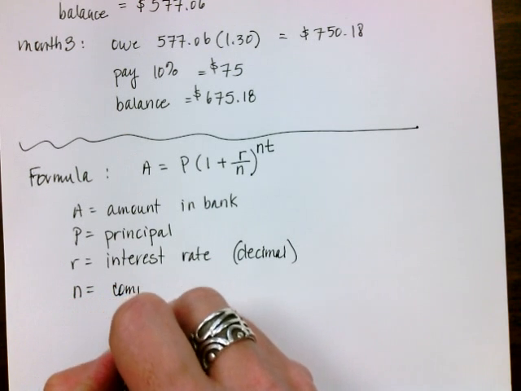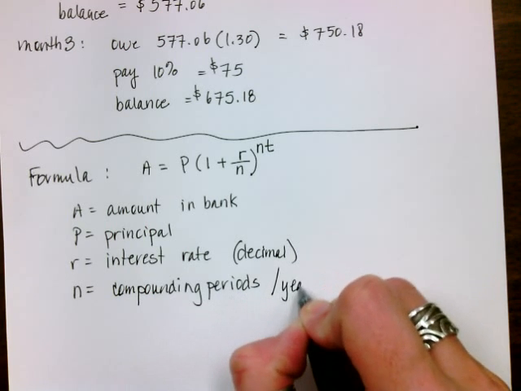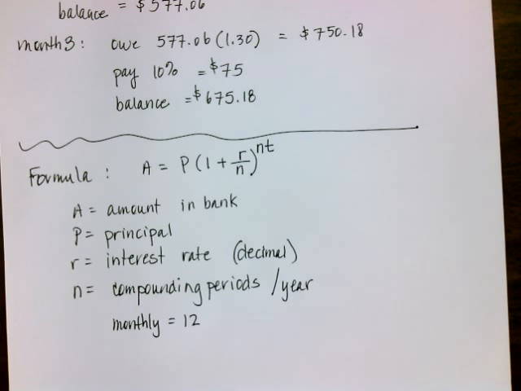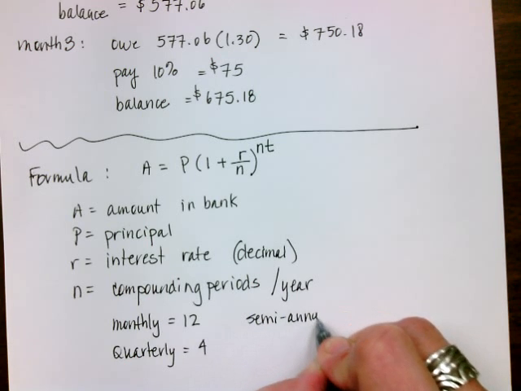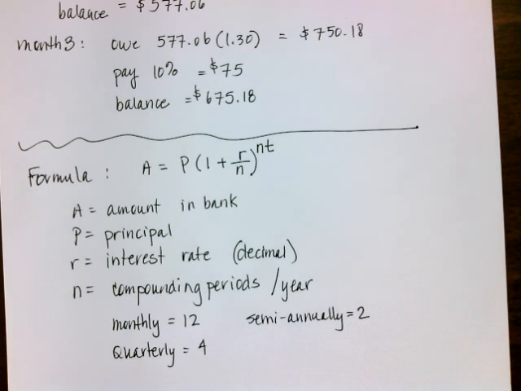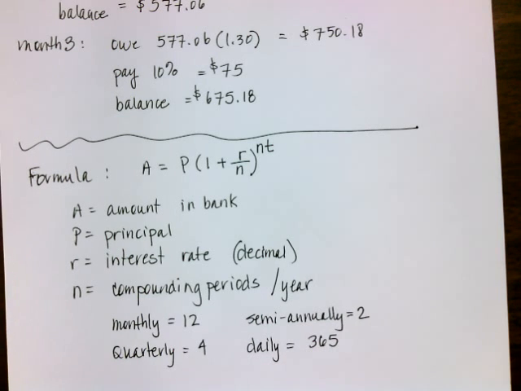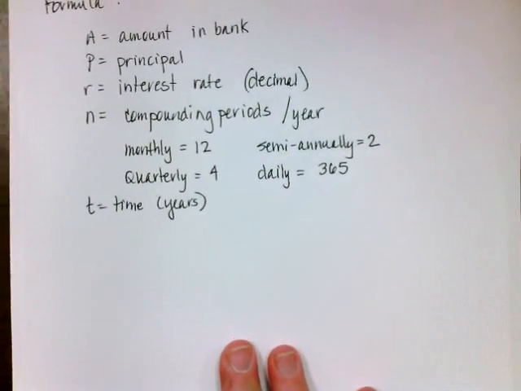N is the number of compounding periods per year. So for example, if I'm compounding monthly, then my number of compounding periods is 12, because there are 12 months in a year. If I'm compounding quarterly, there are 4 quarters in a year. If I'm compounding semi-annually, I'm compounding my interest twice a year. I could also compound my interest daily, which is what some of the quick loan places do, which is legal extortion, and your compounding periods would be 365. T is for time, and we always want time to be in years when we're talking about money. All right, so now let's do an example, and then I'll show you how this works in your calculator.